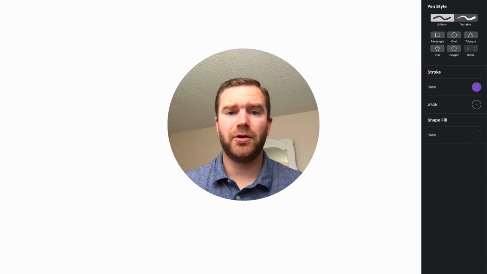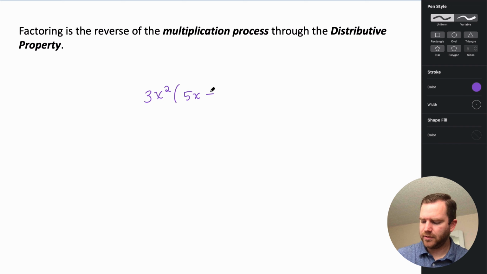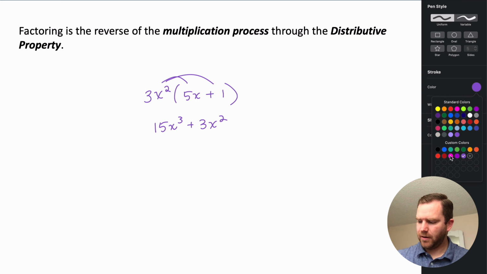In this video, we're going to be looking at factoring polynomial expressions by finding the greatest common factor. Factoring is basically the reverse process of the distributive property. So if you had something like 3x squared times (5x plus 1), and we multiplied it by doing the distributive property, we'd end up with something like 15x to the third plus 3x squared, right? And that's just using the distributive property.